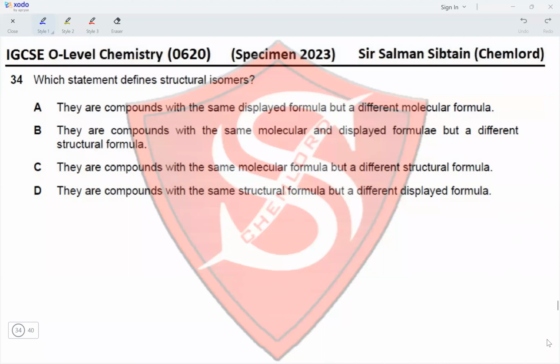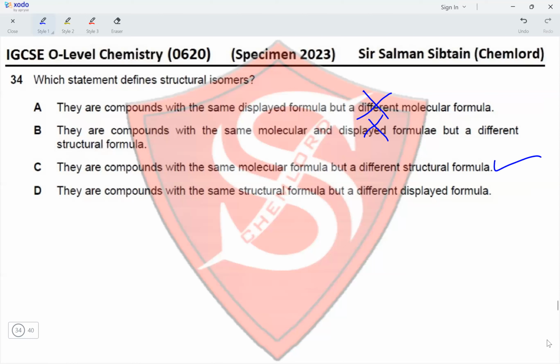Question 34. Which statement defines structural isomers? They are compounds with the same displayed formula but different molecular formula. No, they have the difference in displayed formula but same molecular formula. They are compounds with the same molecular and displayed formula. No, displayed formula has to be different. And displayed and different structural formula. If the structural formula is different, then the displayed formula will also be different. They are compounds with the same molecular formula but a different structural formula.